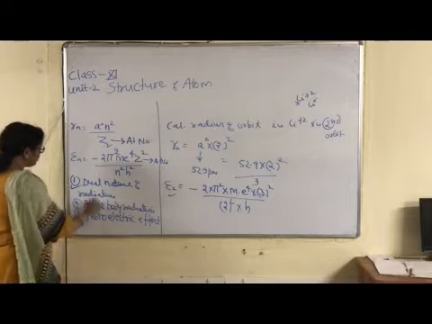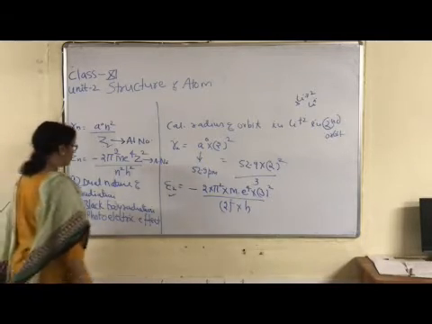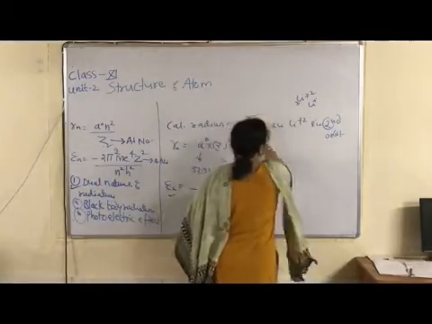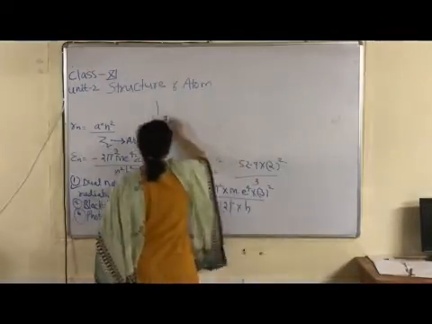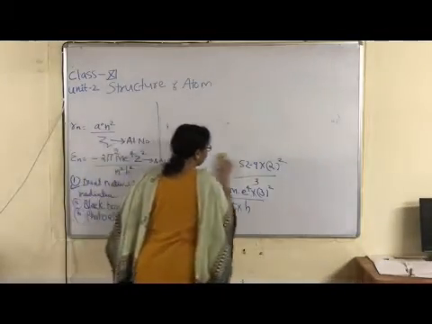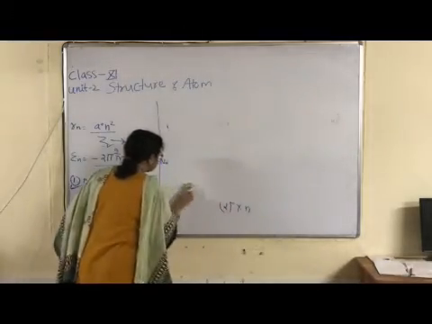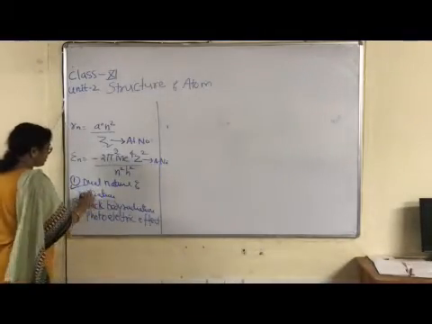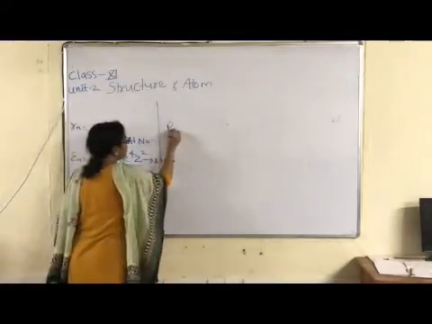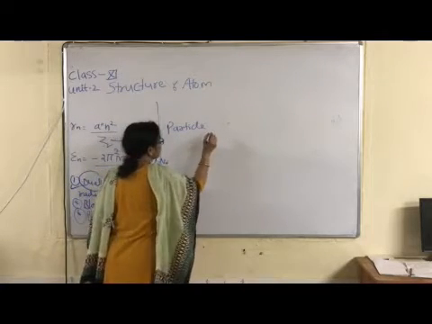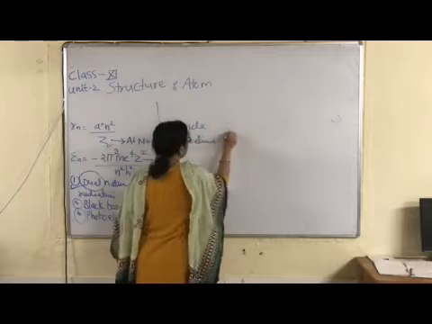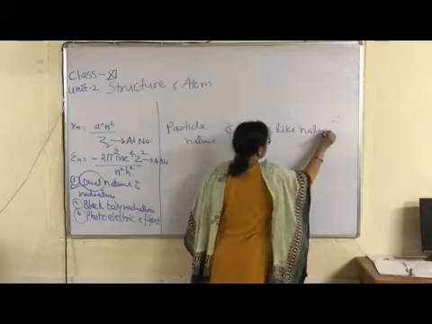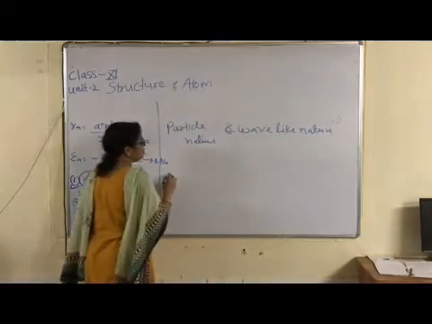Now next I am coming to dual nature of radiations. Dual, it means wave-like character and particle-like character. Radiations show dual character. Dual indicates particle-like nature and wave-like nature. Right? What is the difference between particle and wave?